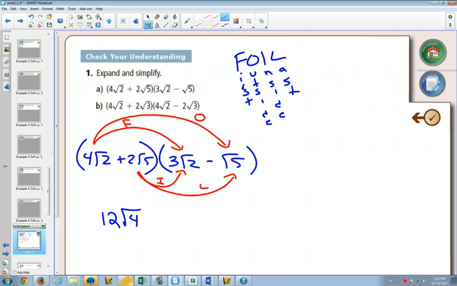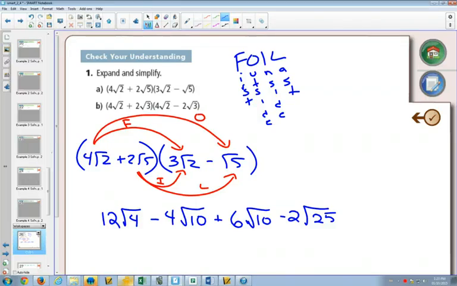For the outside ones, when I have 4 root 2 times a negative root 5, multiply the numbers, and you imagine there's a 1 here. So 4 times a negative 1 will be negative 4. Root 2 times root 5 will be root 10. Inside here, we're going to get plus 6, because 2 times 3 is 6. Root 5 times root 2 is root 10. And finally, plus 2 times negative 1 will be negative 2 root 25.